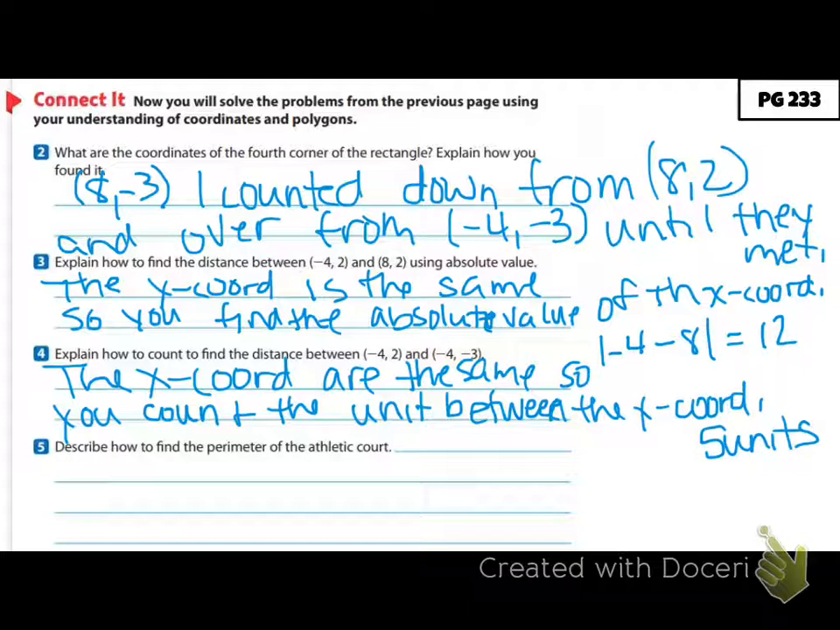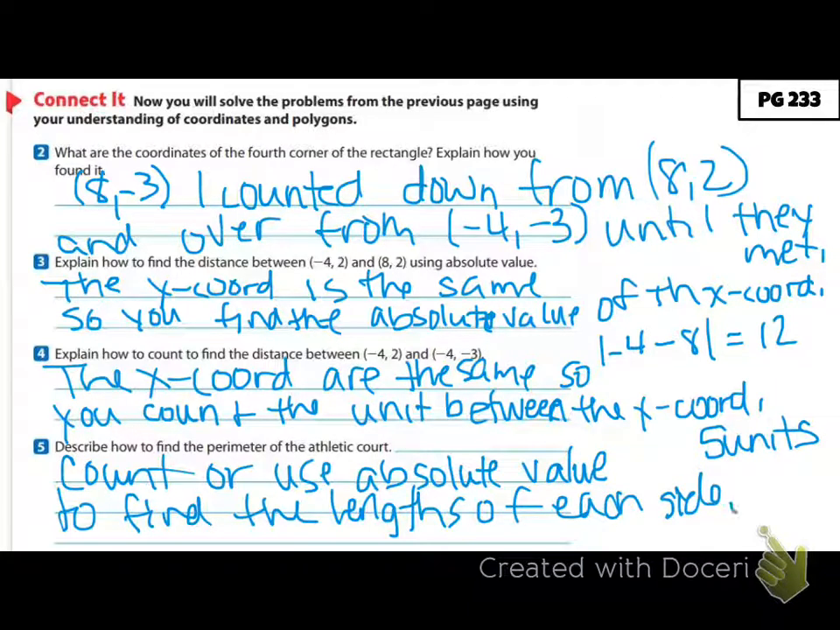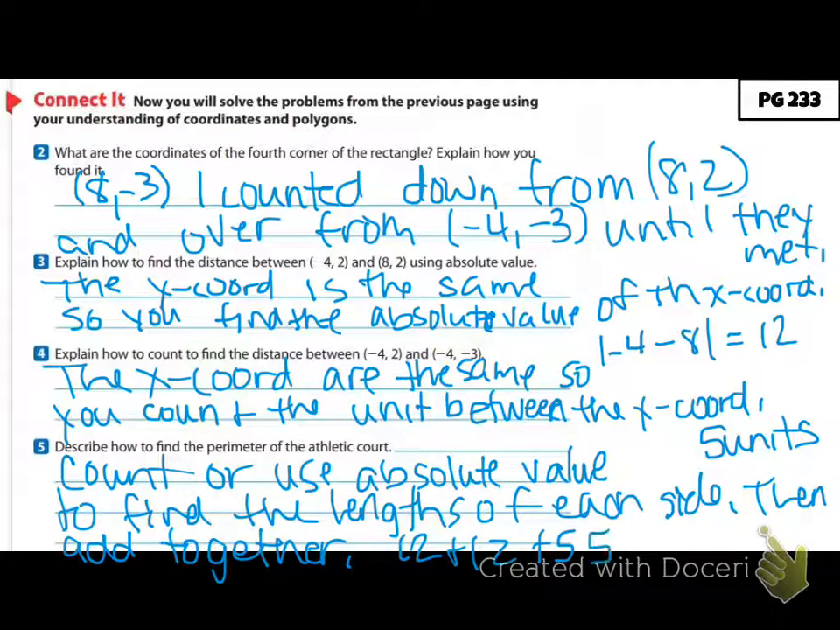So number 5 then says, describe how to find the perimeter of the athletic court. Well, we can either count or use absolute value to find the lengths of each side, then add them together. So in the case of this court, we would be adding 12 plus 12 plus 5 plus 5, which gives us a total of 34 units. And it's just perimeter, so there's no squared or anything attached to it. It's just units.